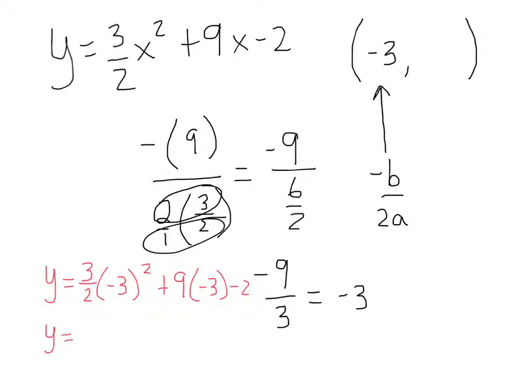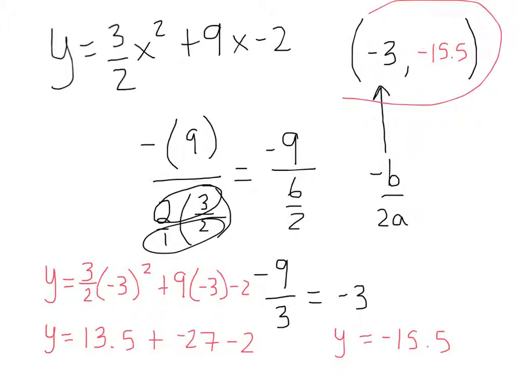So I have y equals -3 squared is 9. And 9 times 3 is 27, divided by 2 is 13.5. So I got 13.5 plus -27 minus 2. And when you type all that in, what does y equal? -15.5. And so this whole thing right there is the vertex.